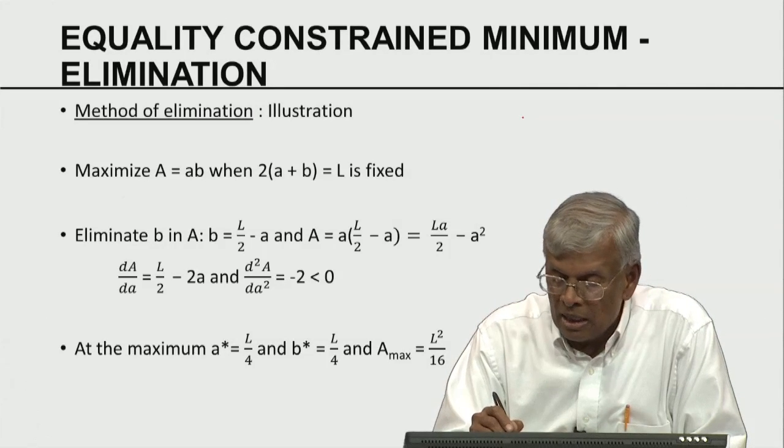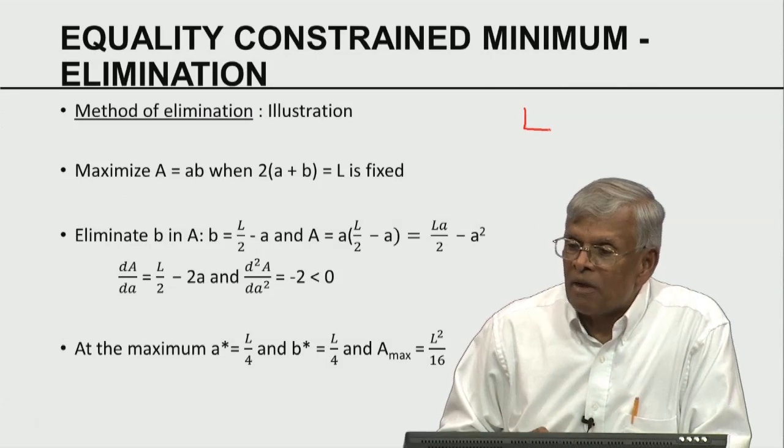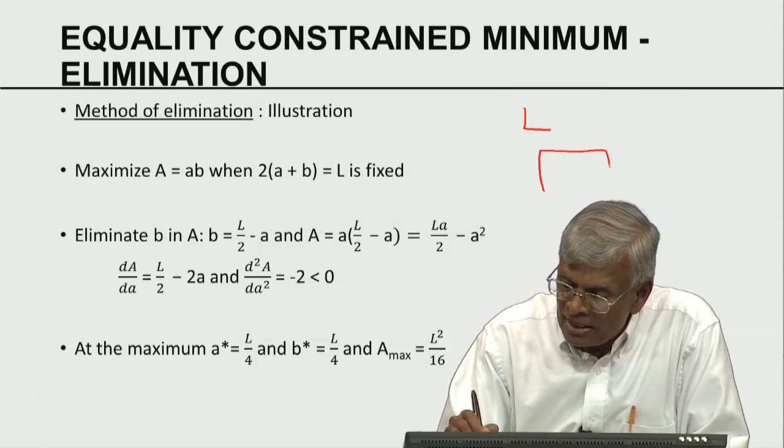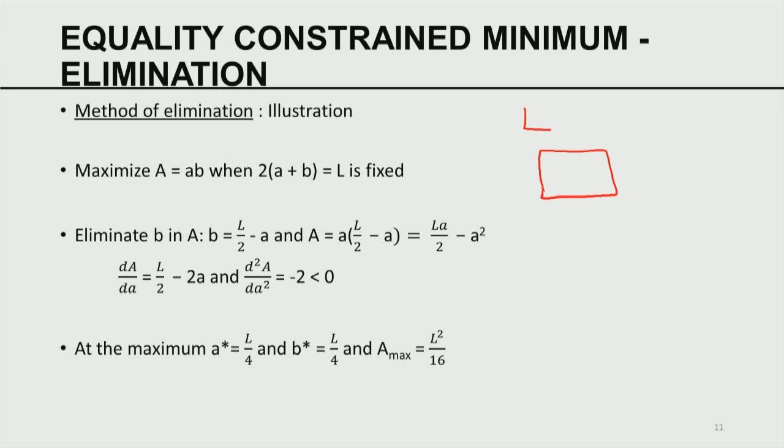I am given a rope of length L feet. I am asked to enclose an area with this. Let A be the length, B be the width. 2A plus 2B is equal to L. So I am given a rope of fixed length. What is the idea here? I am going to use the rope to enclose an area. The area is A times B, where A and B are two sides of the rectangle. So what is the idea? When 2A plus 2B is fixed as L, how do you maximize the area A times B?